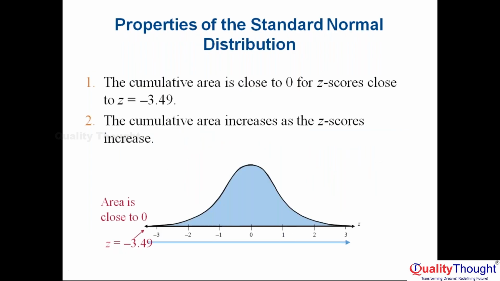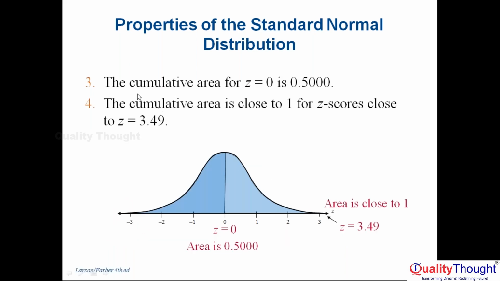The cumulative area is close to 0. You can see the cumulative area is close to 0 for Z scores close to minus 3.4. I already told you this last time. When we start from the left end, the area represents 0. When you travel towards the positive end, the area keeps on increasing and it will reach 100% on the other end.